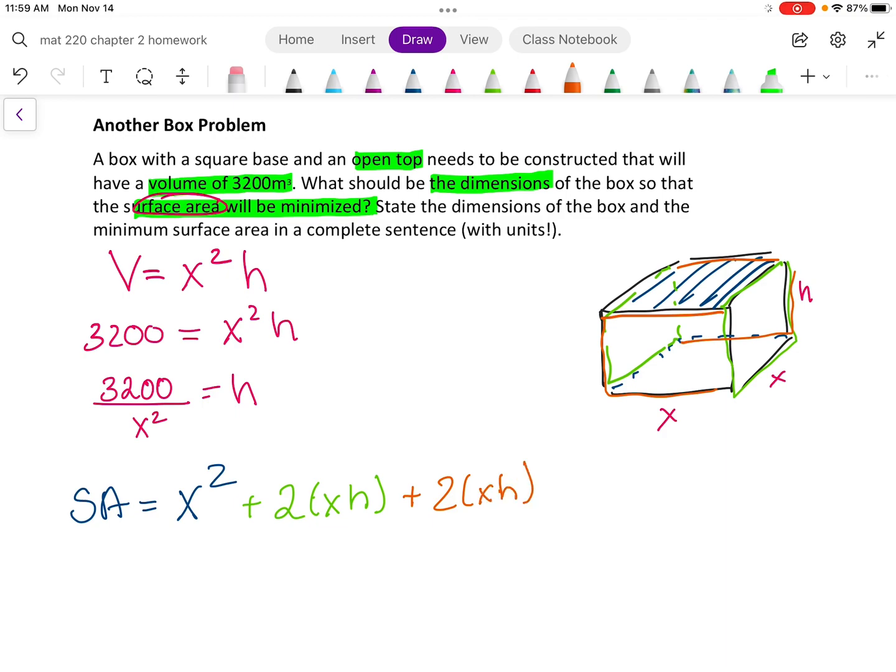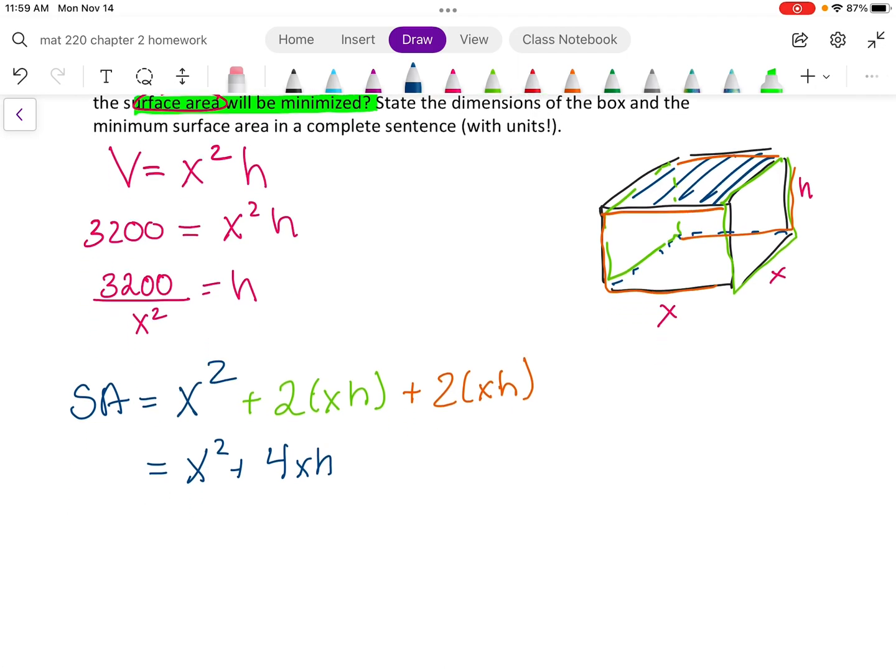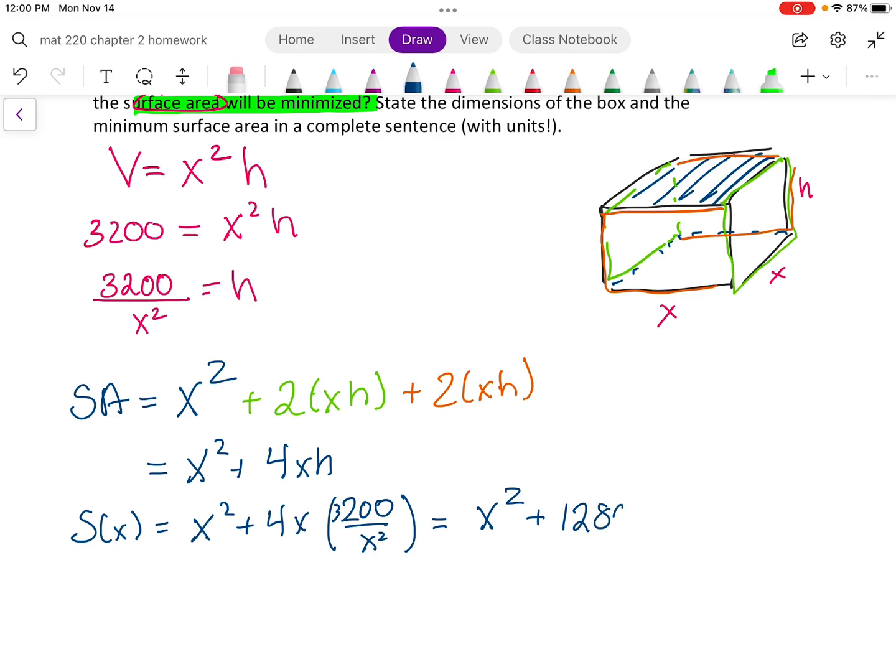And I could simplify this a little. So I have x squared plus 4xh. And I don't want my h. I want to write this as a function of x. And so x squared plus, and I'm going to plug in 3,200 over x squared and do a little bit of simplifying so that it's in a form that I want to take a derivative of. So here I get x squared plus 12,800 x to the negative 1.